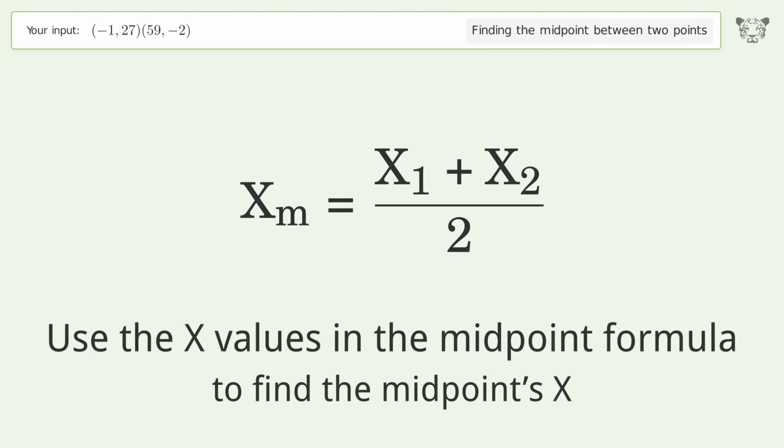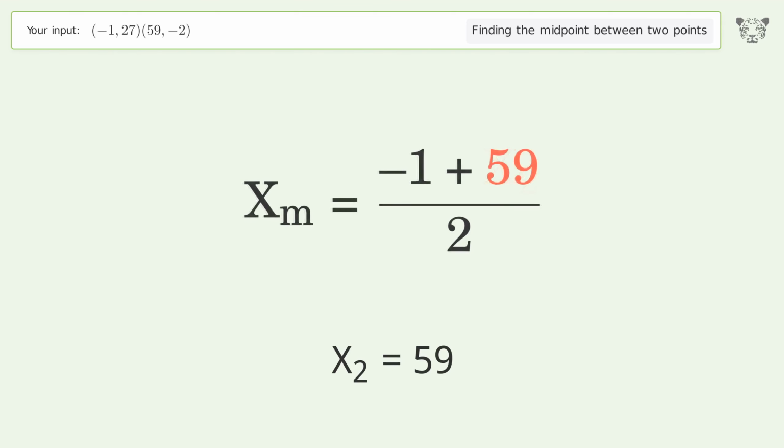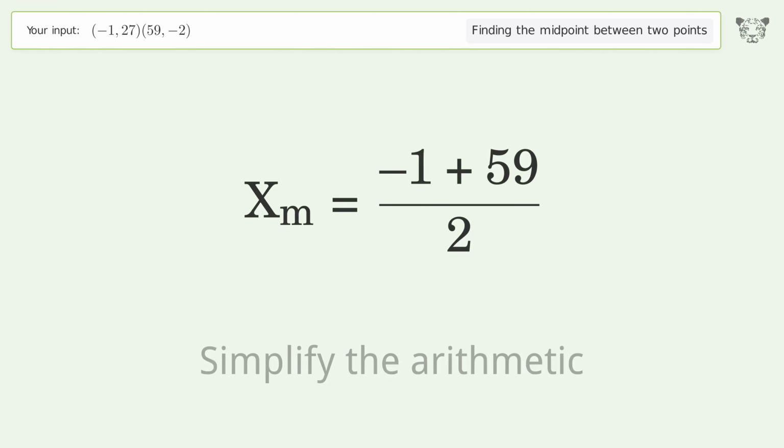Use the x values in the midpoint formula to find the midpoint's x. x1 equals -1. x2 equals 59. Simplify the arithmetic.